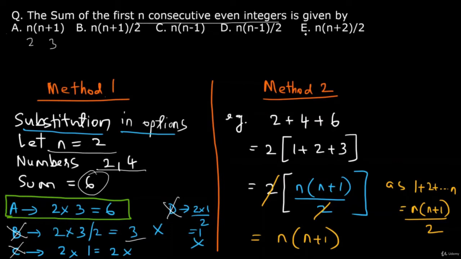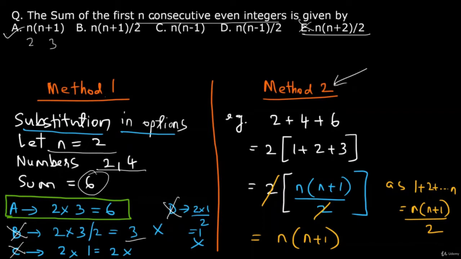The same thing is true with option E also, right? If you substitute n is equal to 2, you will get 4. So option E also can be eliminated. And you are left with option A, and therefore the correct answer is option A. Now what about the second method? Over here, let's see how we can solve it.